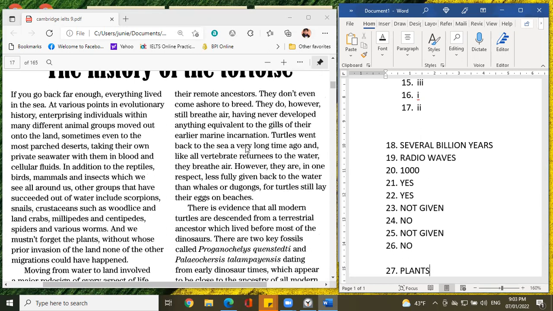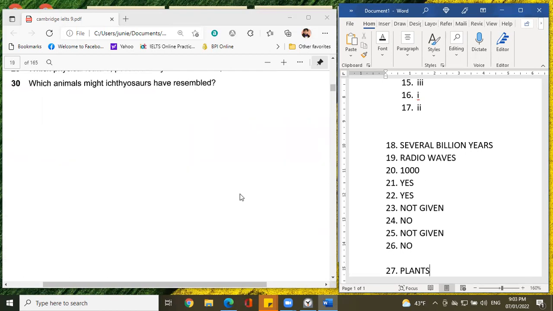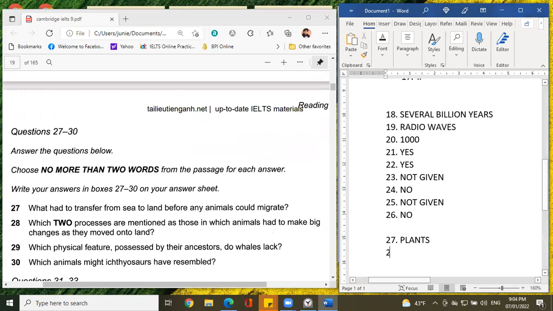Turtles went back to the sea a very long time ago, and like the others, they breathe air. However, they are in one respect less fully given back to the water than whales or dugongs, for turtles still lay their eggs on beaches. So, breathing and reproduction. Breathing, and then reproduction, yarn.